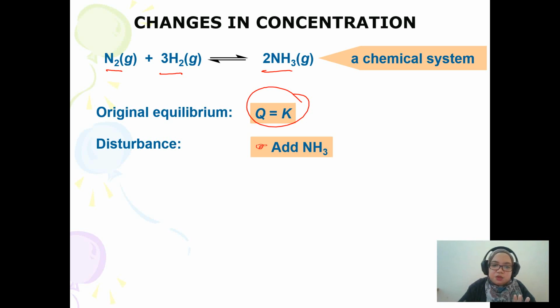The disturbance here is we add more NH3, so NH3 increases. So what will the system do? The system will need to decrease back the amount of NH3.